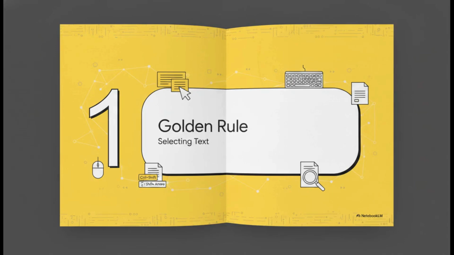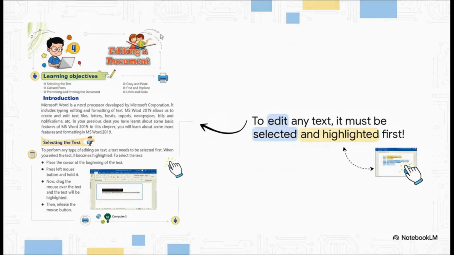All right, part 1, the golden rule. Selecting text. Okay, so to perform any type of editing on your text, you absolutely have to select it first. It's got to be highlighted. You do this by simply placing your cursor at the start, clicking and holding the left mouse button, dragging it over the text, and letting go. It is literally step 0 for everything else we're going to do today.